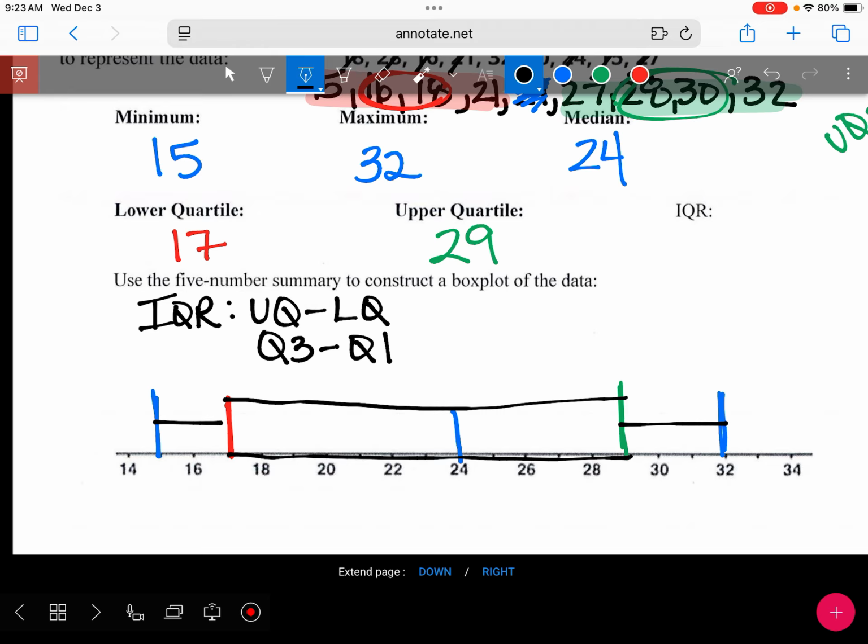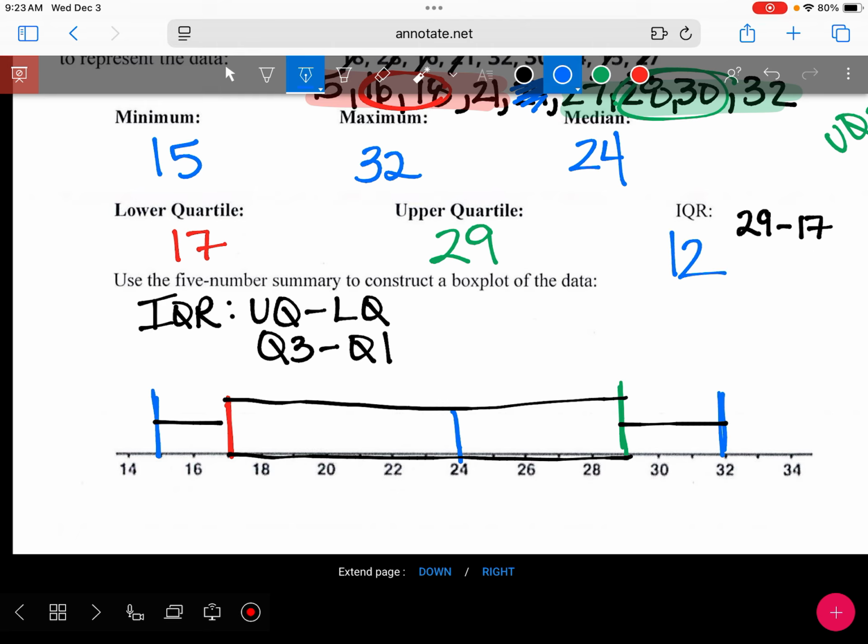So when I'm looking at the data that I came up with, the upper quartile is 29. The lower quartile is 17. So what is 29 minus 17? So that means that 12 is my IQR.